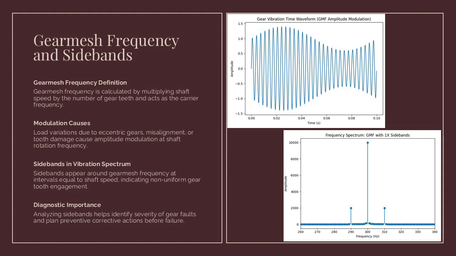In the time waveform on the left, the rapid oscillations represent the gear mesh frequency, while the slow rise and fall of the waveform envelope shows that the gear mesh vibration is being modulated once per shaft revolution.